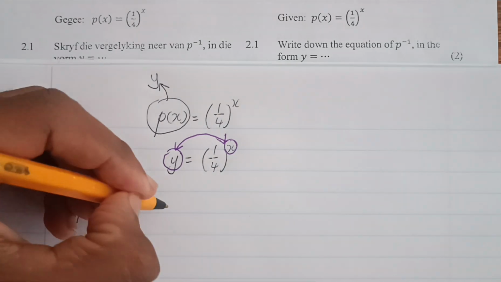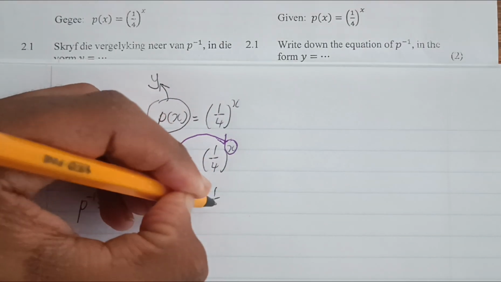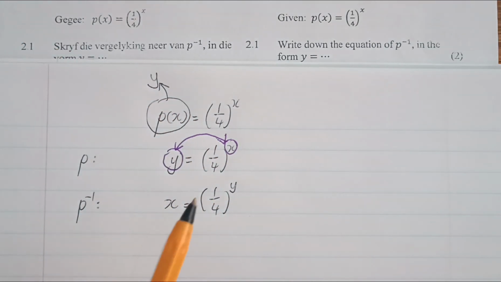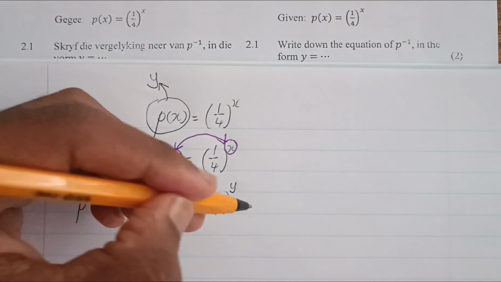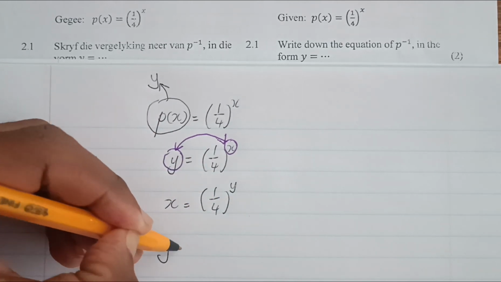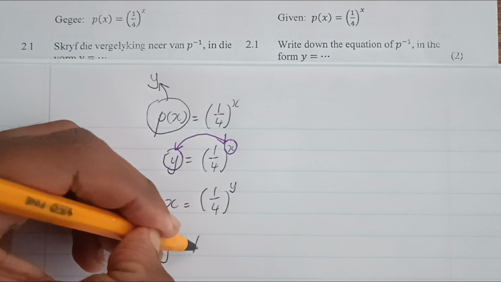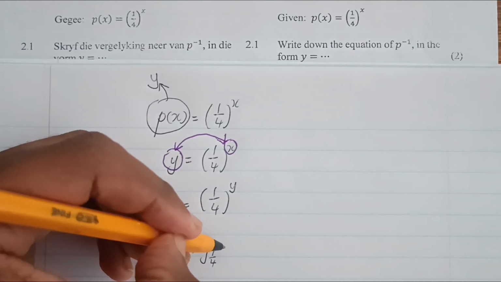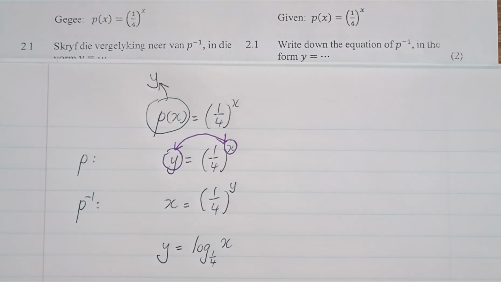So I'm going to have x is equal to 1 over 4 to the power of y. And now we need y to become our subject. The short way that I teach you is that the exponent becomes the subject, the base becomes the base of the log, and your subject goes into your log. That's the short way. I'm not going to spend time in this video on the long way. Maybe I can do that in a different video.